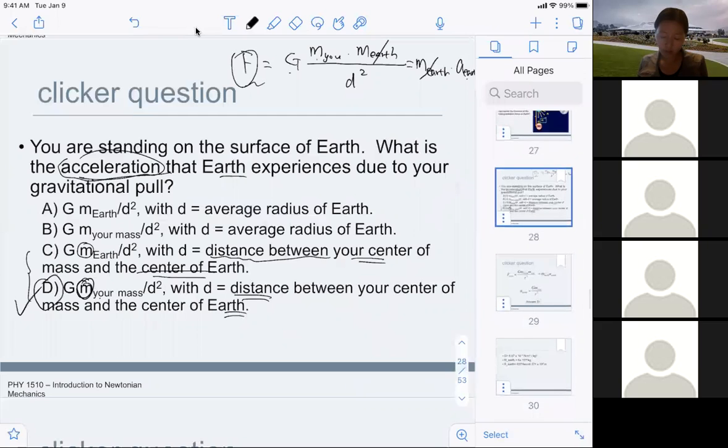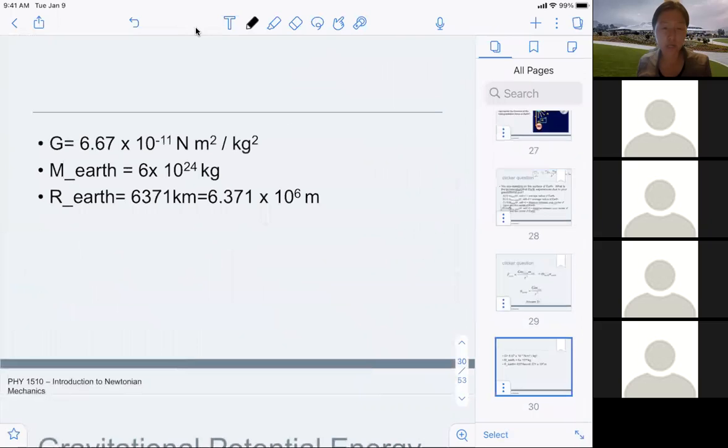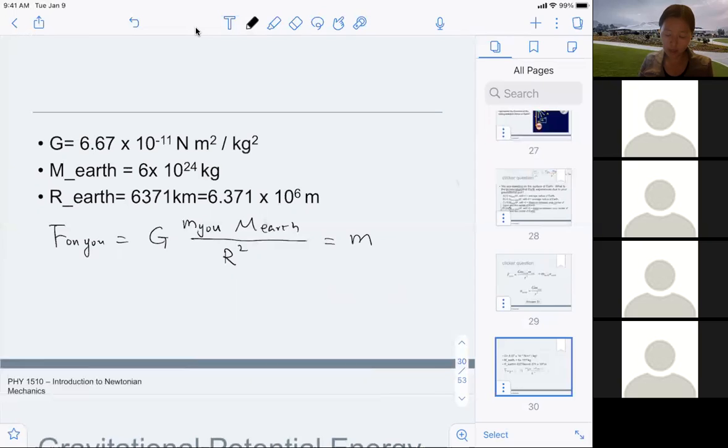Okay, so now let's go back to figure out what is our acceleration. What's your acceleration? If we do that, we say the force on you is equal to G times mass of you times the mass of the Earth divided by, here with the estimate, we're just going to use the radius of the Earth squared. That's the distance between you and the Earth. That's equal to F equals ma. This is mass of you and acceleration of you.